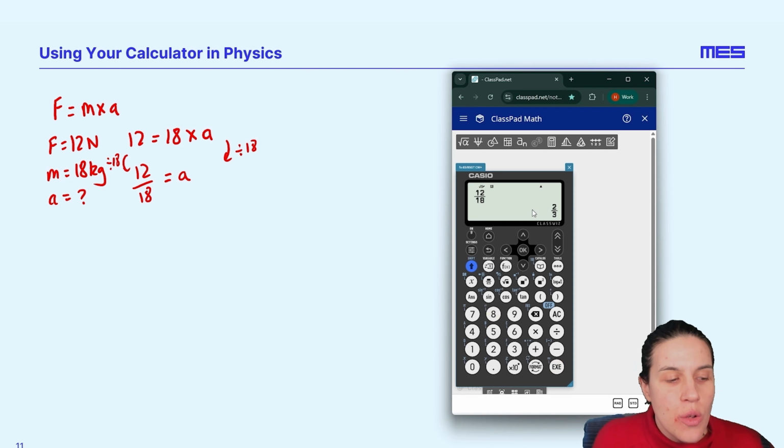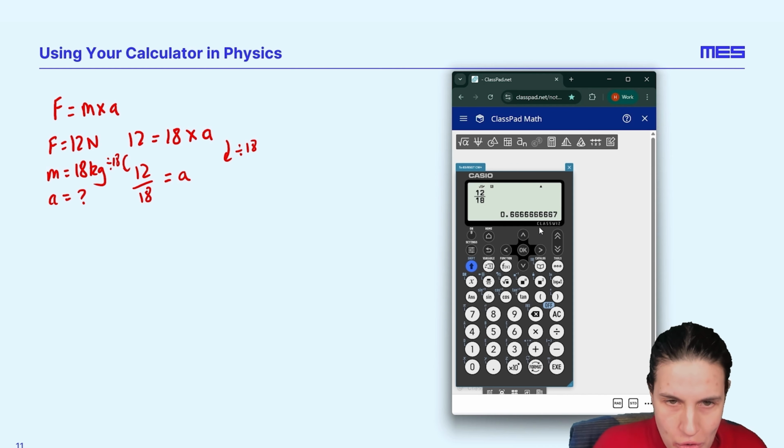But as we all know, we don't use fractions in physics. We want to give our answer in a decimal. So I'm going to use this button down here, which says format. Okay, I'm going to press the format button down here, and it's going to turn it into a decimal for me. So this is 0.6666666666667. So it's 0.6 recurring, right?